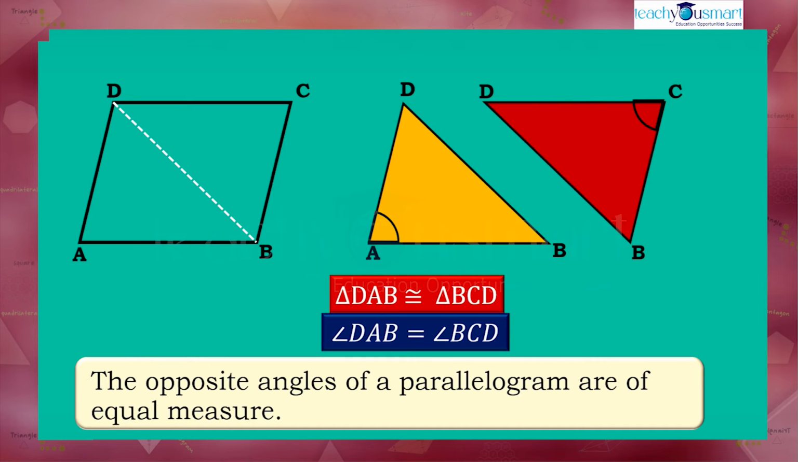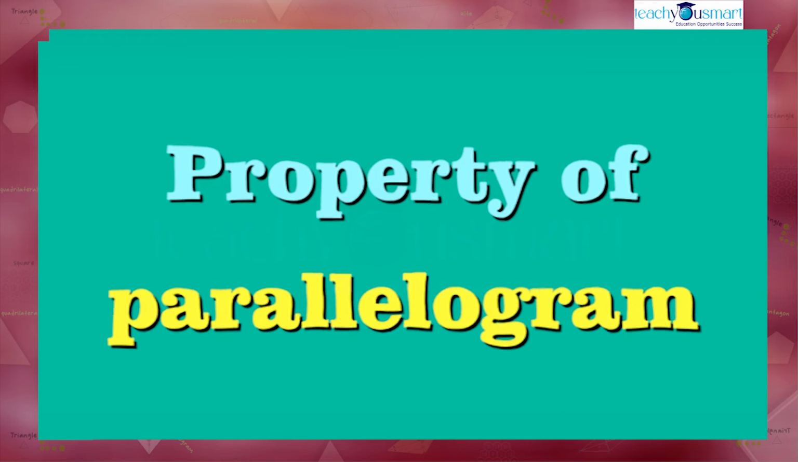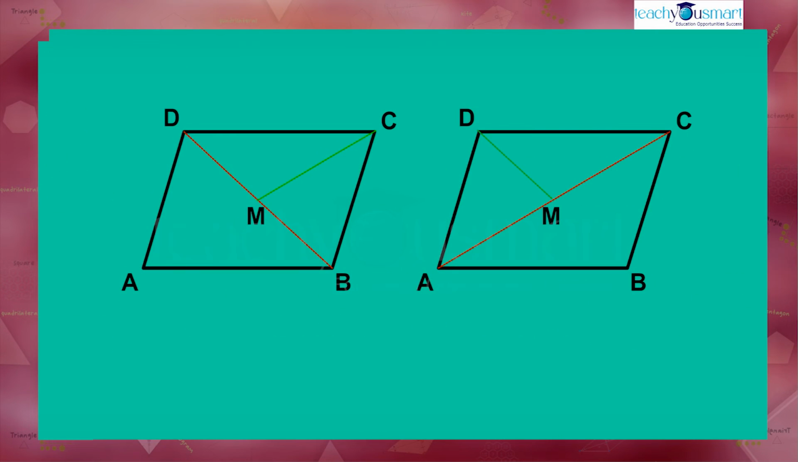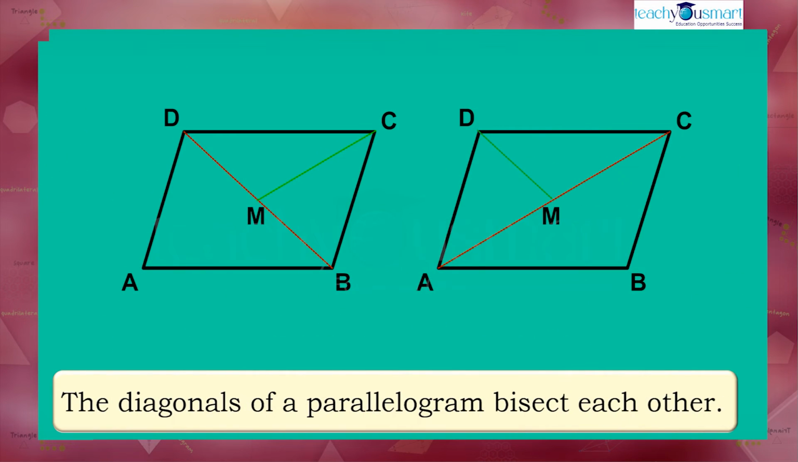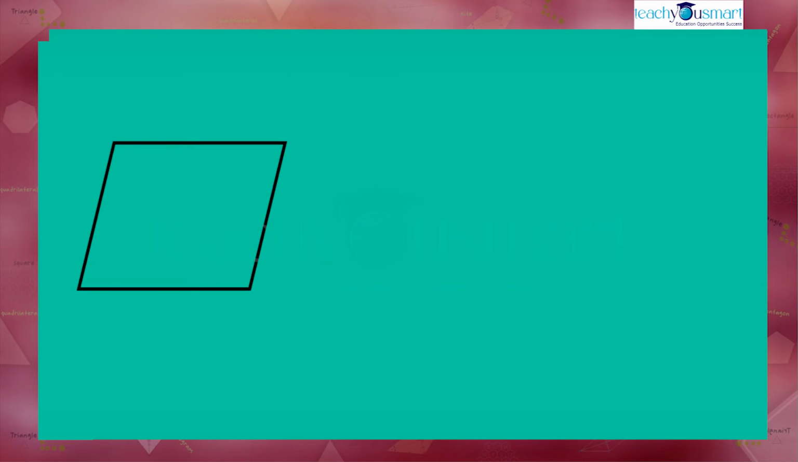In the last session, we discussed another interesting property of parallelograms. The diagonals of a parallelogram bisect each other. Let's try to justify this through logical arguments. In parallelogram ABCD, the diagonals AC and BD meet at O. Now let's consider the triangles, triangle AOB and triangle COD.